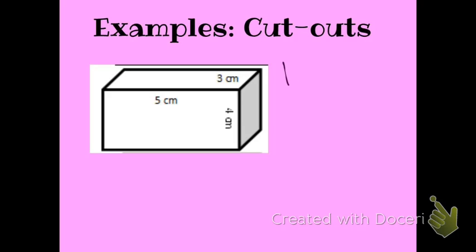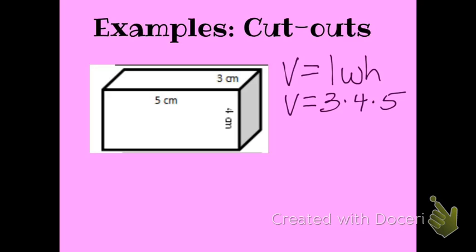Write this with me. Volume equals, so V stands for volume, length times width times height. First step is to write the formula. Volume equals 3 times 4 times 5. Now, if you put that in a different order, that's fine. If you put 5 times 4 times 3, doesn't matter. But we got to multiply all 3 numbers together.